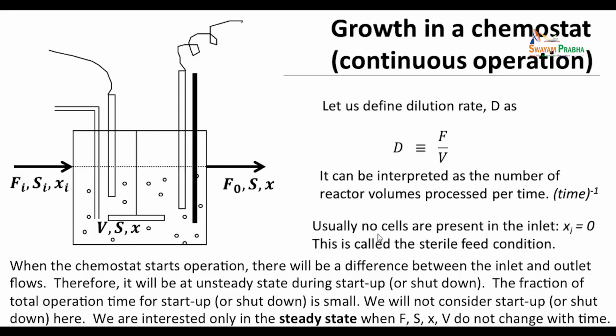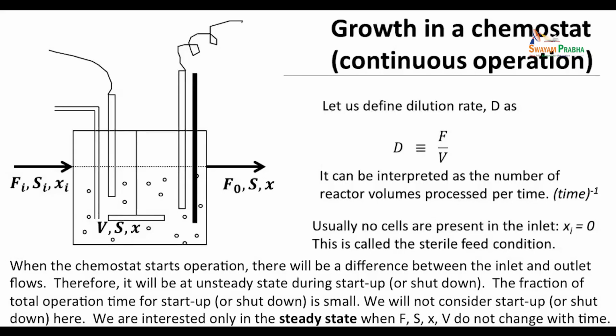Now I'd like you to understand this a little better. Usually there is a lot of confusion. When the chemostat starts operation, you have a vessel here, you're starting a feed here, there is nothing before that. There will certainly be a difference between the inlet and outlet flows. We are not denying that. Therefore, till the flows can be adjusted, which will take probably a few hours, to be the same and the conditions to settle down to the steady state conditions, there will be variations in the inlet and outlet. We are not looking at that period at all.